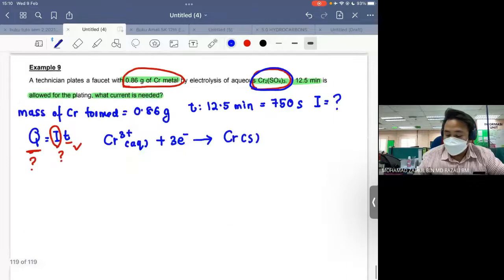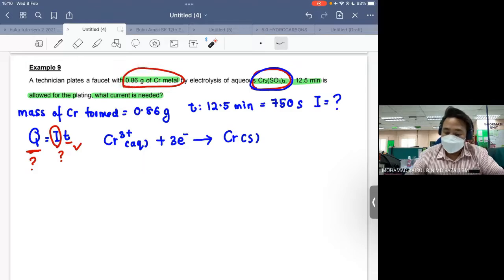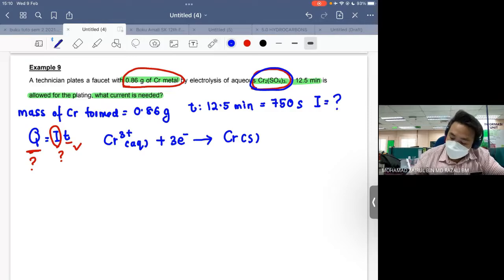Sebab kan kita nak cari I kan. So nak cari I, nak cari current, kita kena tahu charge dulu. So kita kena determine dulu berapa je charge yang diperlukan untuk menghasilkan 0.86 gram of chromium metal. Okay, so kita buat macam stoichiometry.